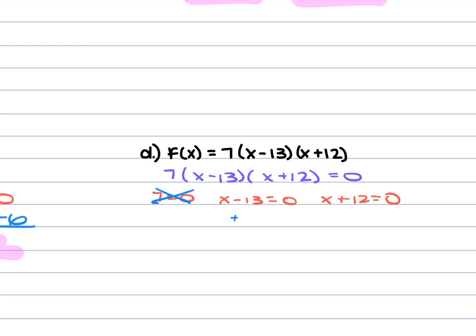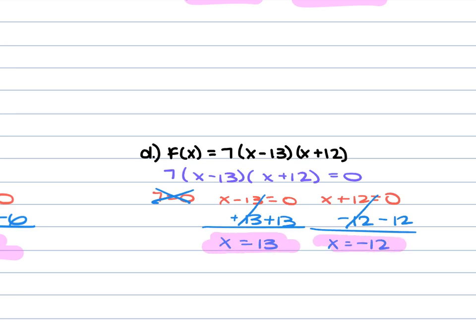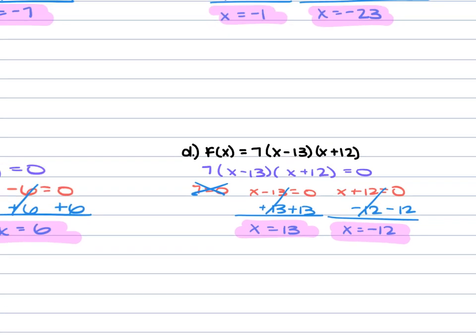For the x minus 13 is equal to 0, we're going to add the 13 to both sides. We get that x is equal to 13. For the x plus 12, we'll subtract the 12 from each side. We get x is equal to negative 12. So the 13 and the negative 12 are both your solutions.